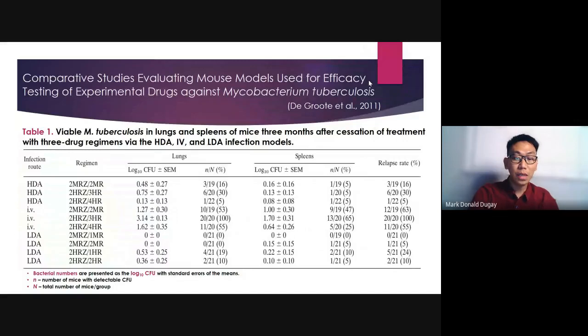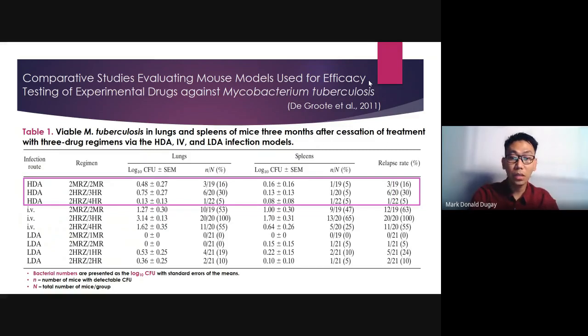Table 1 presents the viable M. tuberculosis in lungs and spleens of mice 3 months after cessation of treatment with three drug regimens via the HDA, IV, and LDA infection models. Considering the HDA infection in the lungs, the data shows that T1 has fewer mice detectable with CFU than in control or 5 months treatment. The same trend is observed in the relapse rate between these regimens. However, these regimens have a comparable effect on the spleens.